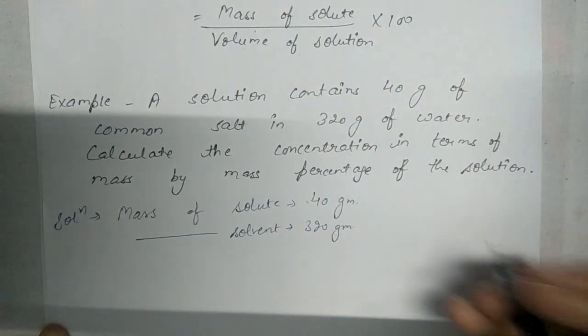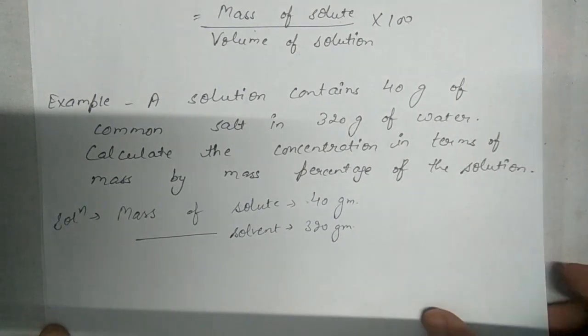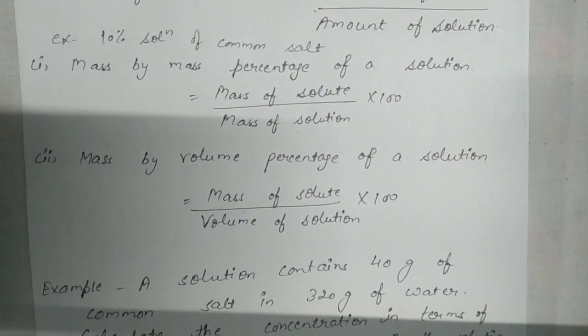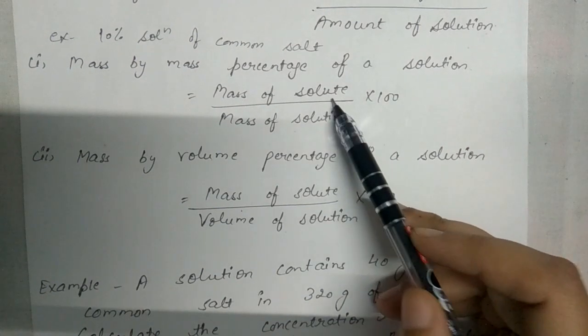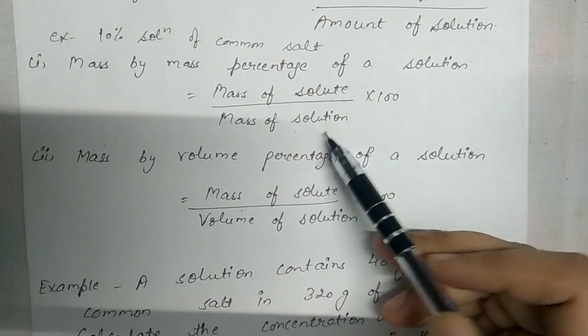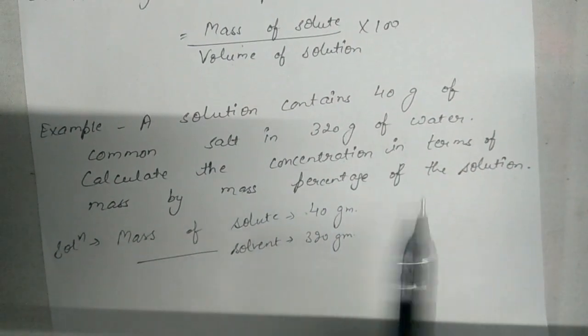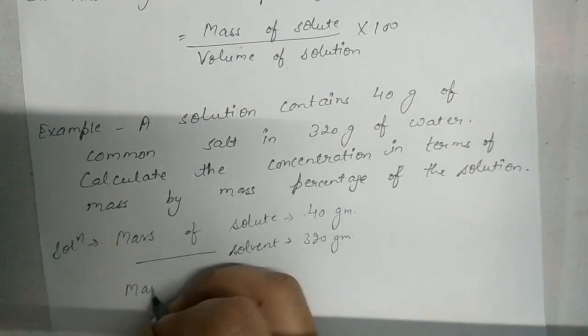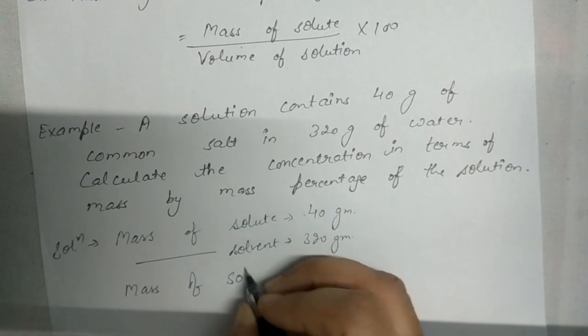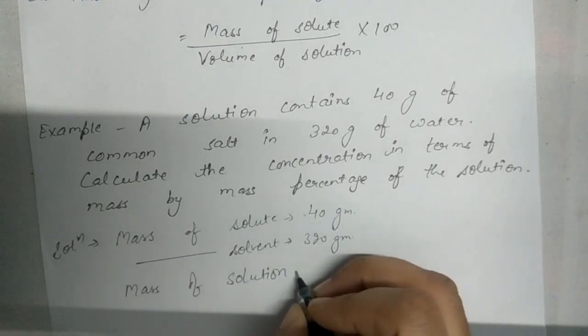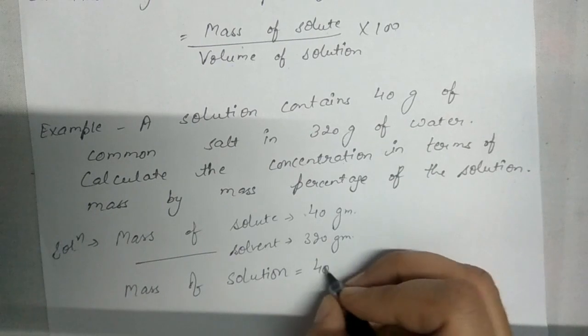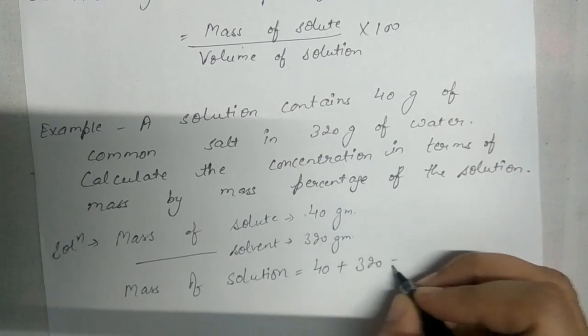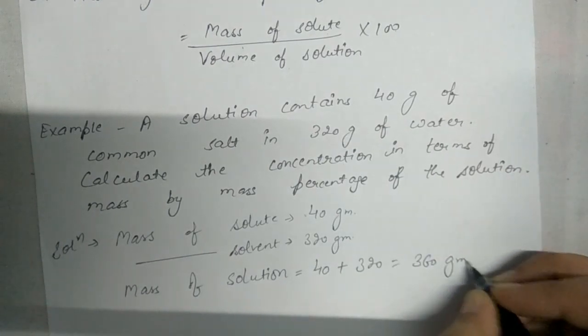But in our formula, we need mass of solute divided by mass of solution. So it means we have to calculate mass of solution. What is a solution? Solution is the mixture of solute and solvent. So mass of solution will be 40 plus 320, that is equal to 360 gram.